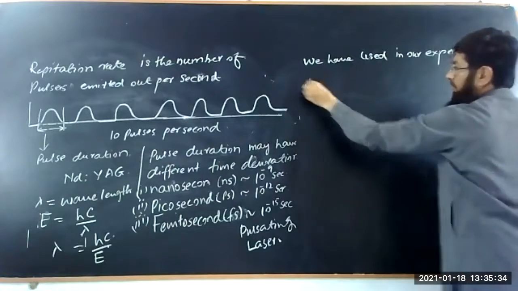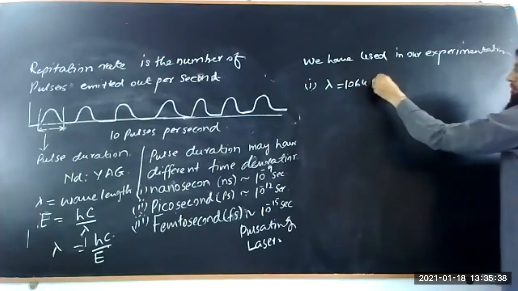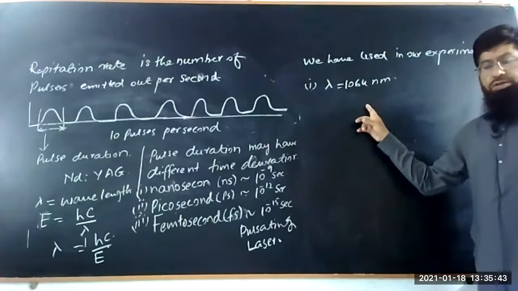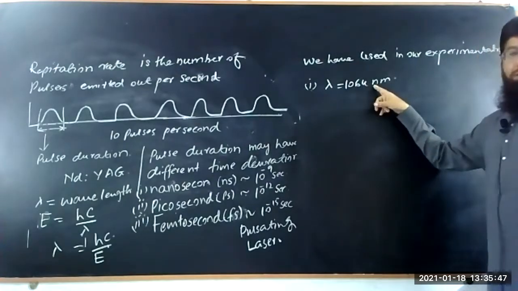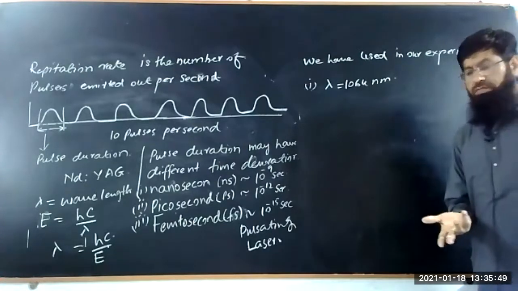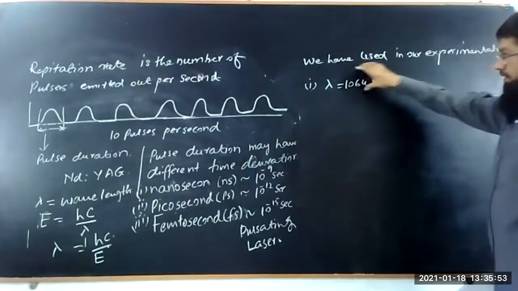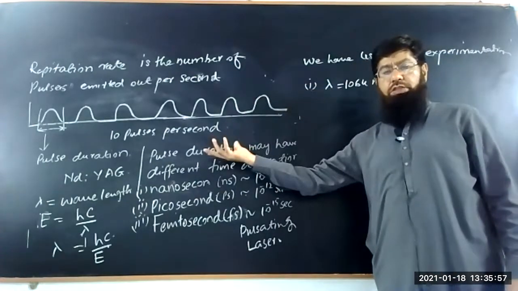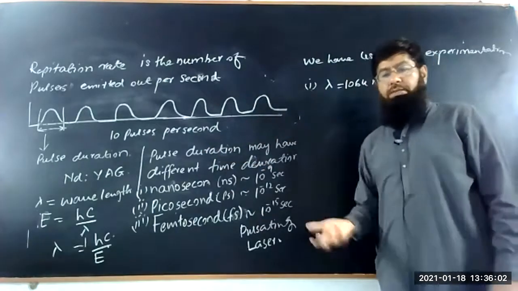For example, in our experimentations, the wavelength lambda is equal to 1064 nanometer. This is the first wavelength which we have used. And this wavelength is in nanometer; you can convert it into angstrom. Clear? This is the wavelength of the light which is coming out from the laser source, and this light is to interact with the material.